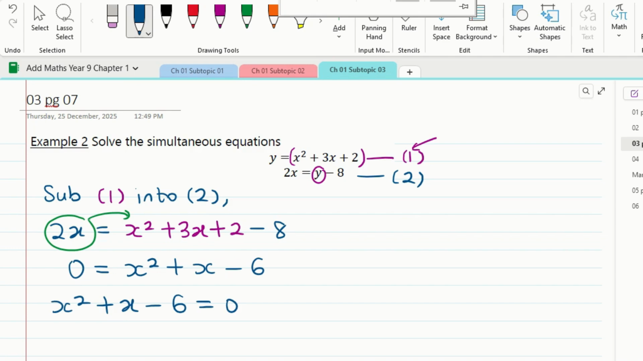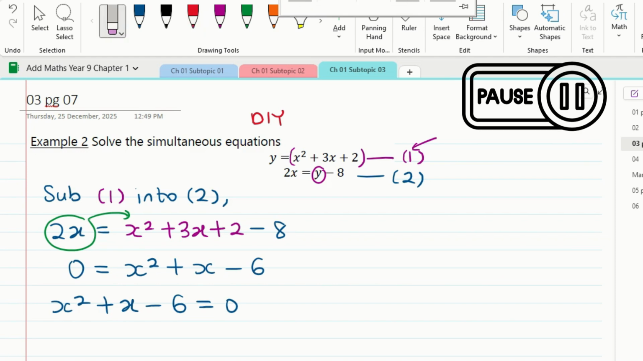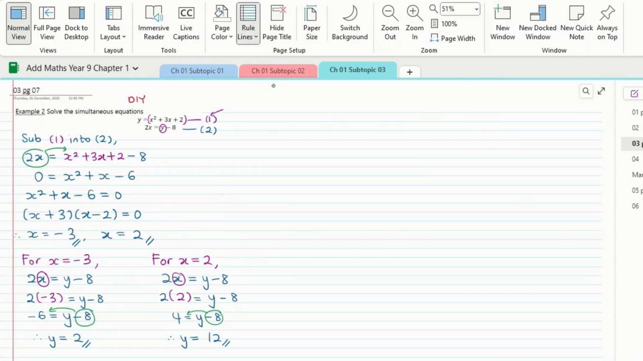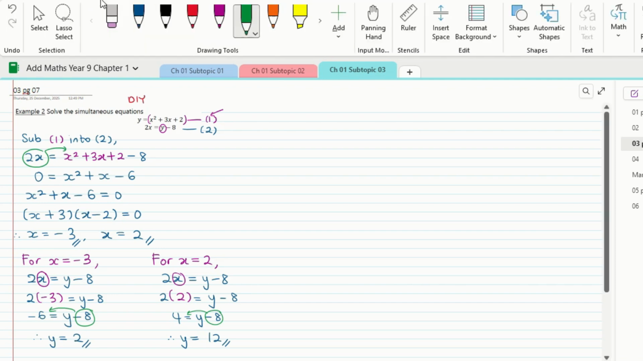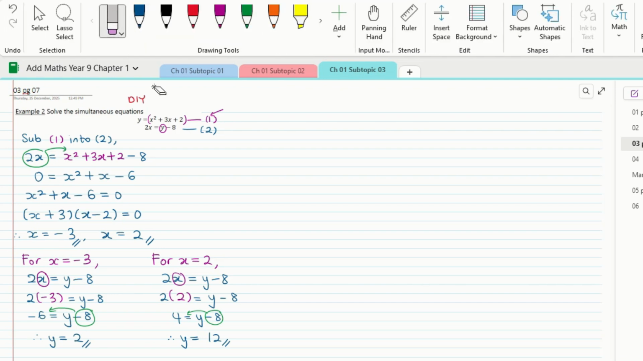And now I would like you to attempt this by yourself and pause the video to find the solution, to continue this working and to find the final solution. Alright, now this is the full working to find the solution for this example. So please have a look carefully at all the solution.